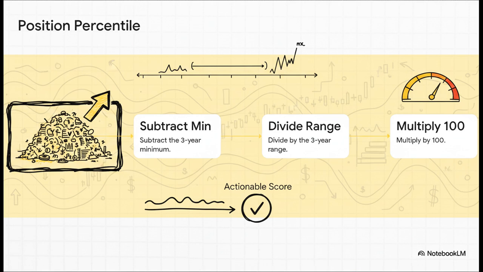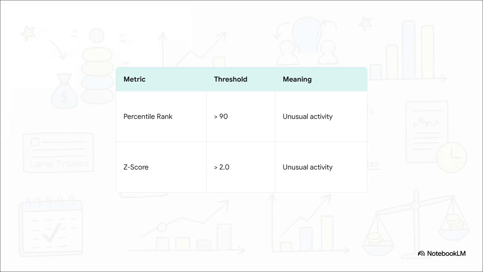Step 1, take the current net position. Step 2, subtract the 3-year minimum. Step 3, divide that by the overall 3-year range. Step 4, multiply by 100. It seems super simple, but this brilliant little calculation converts raw, messy data into a clean, actionable score between 0 and 100. Now, while the percentile tells us where the market is, we also need to know where it's going.